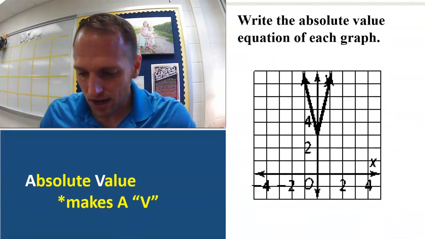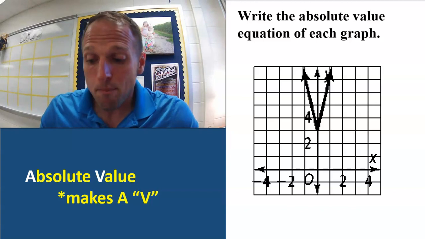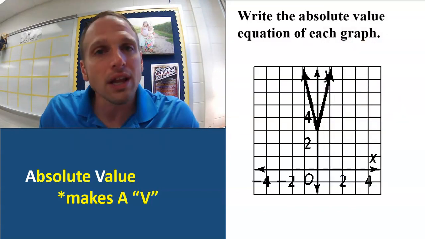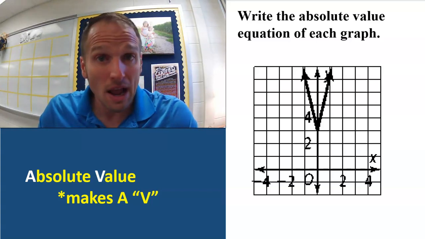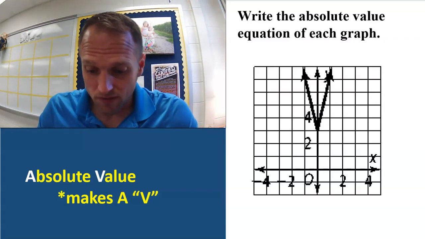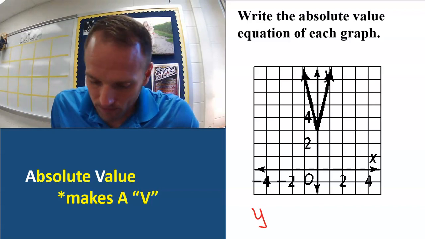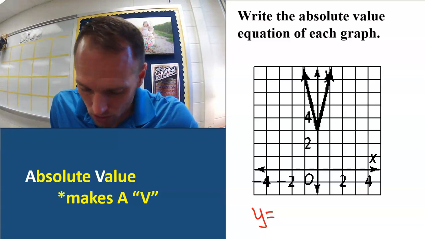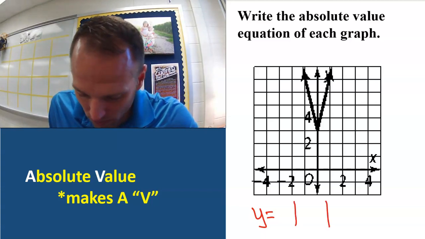Okay, so now let's do this. We're going to work backwards this time. I've got a graph, and I want to know what the function of this is. So, well, here's what I see. It's got a V in it, right? So I know it's going to be an absolute value function.